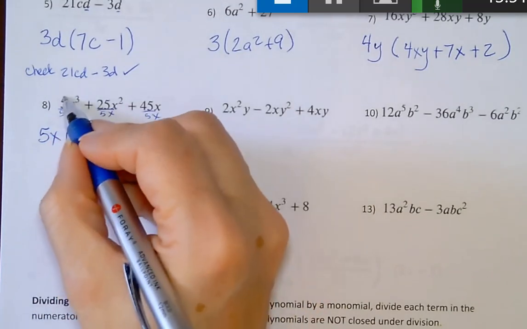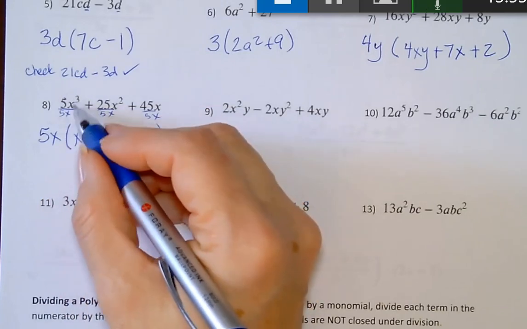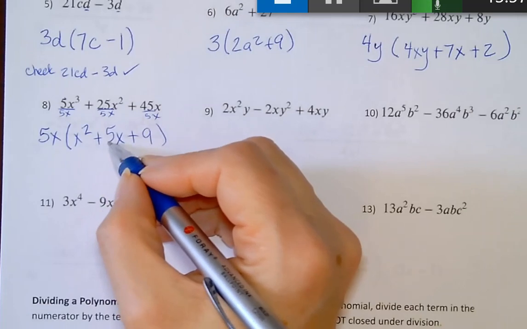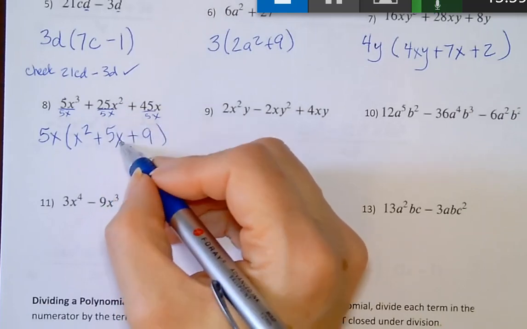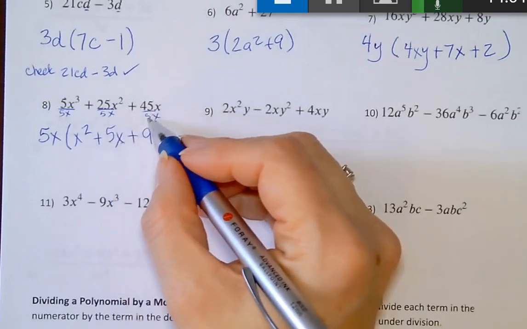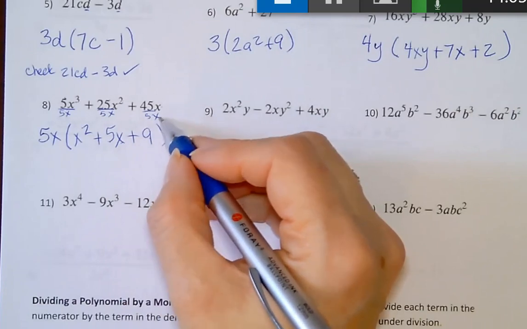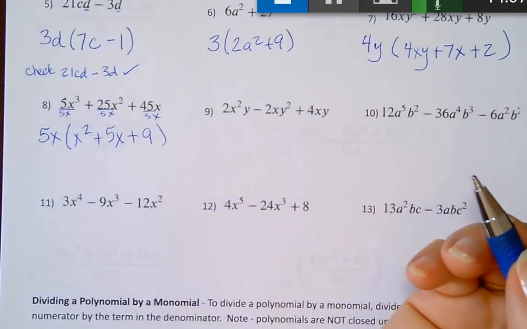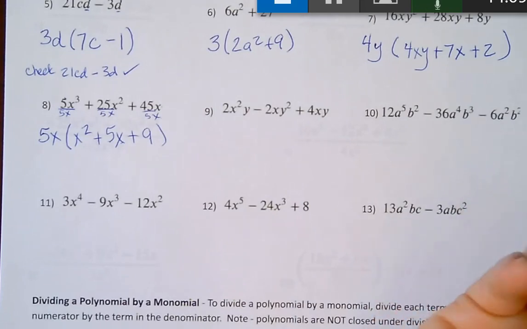Right, so 5 divided by 5 is just 1. X cubed divided by x is x squared. That's how I got that term. 25 divided by 5 was 5. X squared divided by x was x. And here 45 divided by 5 was 9, and x divided by x was just 1, not any x's, right? Or it's x to the 0.